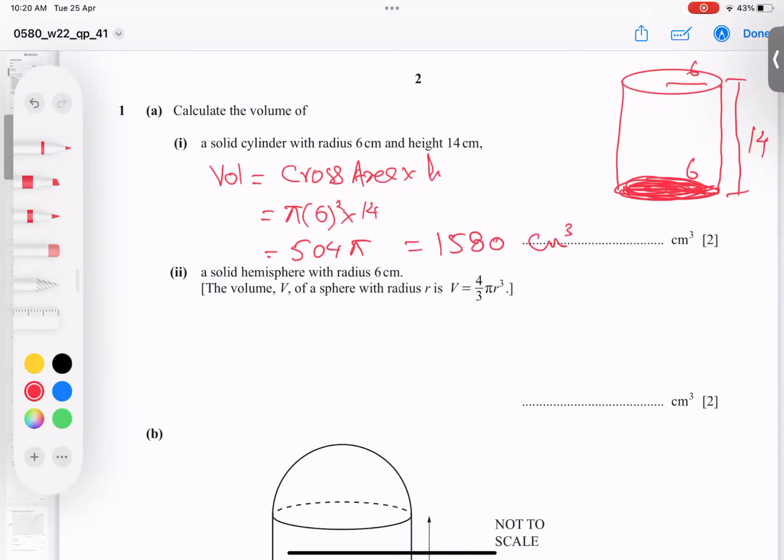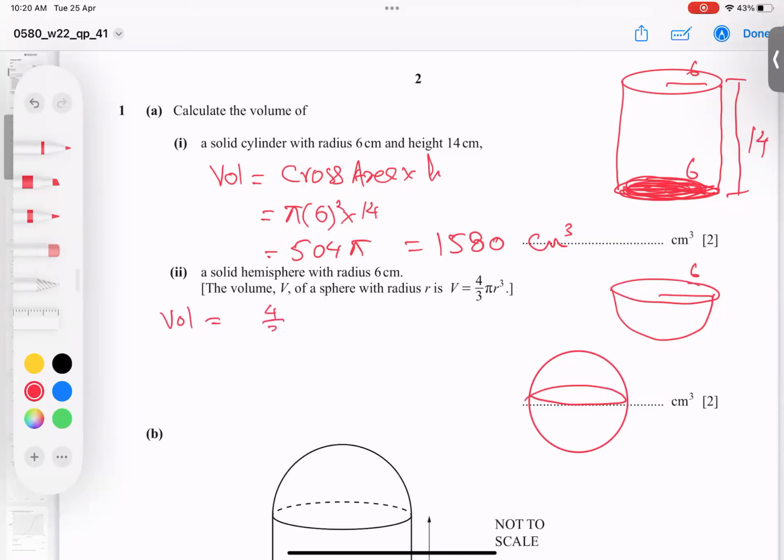Next, a solid hemisphere with radius 6. This is called a hemisphere, and the radius is 6. We're looking for what volume? The full volume of a complete sphere is 4 by 3 pi r cube. Here he has given us a half, so make it half, into half.